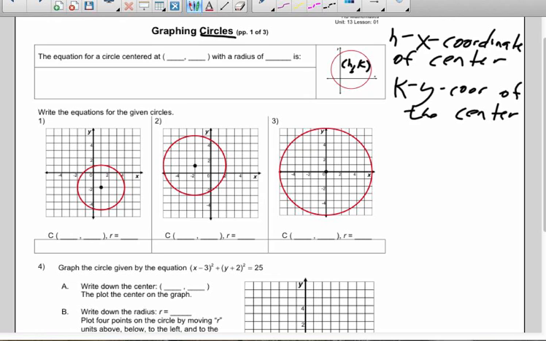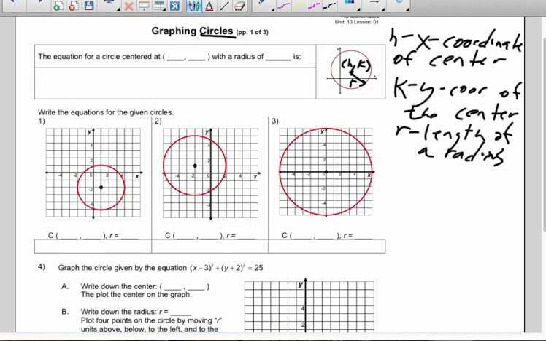Now the other thing we need then is R, which is the length of a radius. And radius goes from the center out, and that length is R. And all circles have the same one.